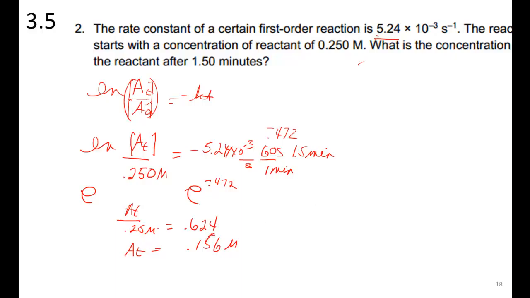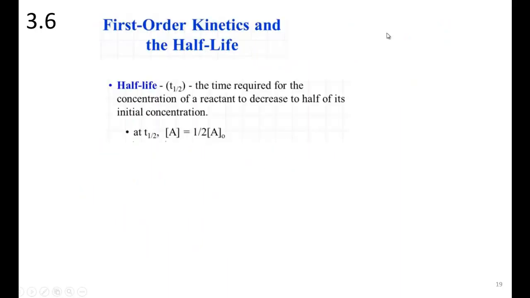3 sig figs. Rate laws and rate constants are experimentally determined, so they do limit your sig figs. Any constant that is determined experimentally is a constant where the sig figs do limit what your answer sig figs can be. Okay, so we can use integrated rate law to determine half-life.